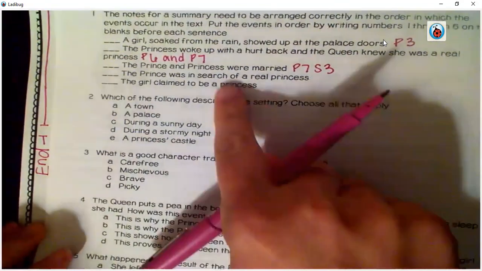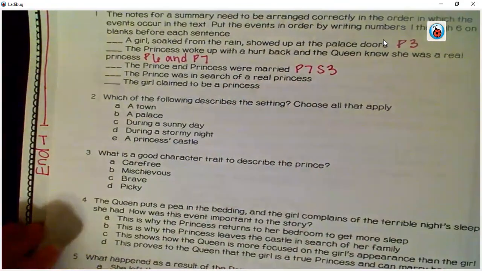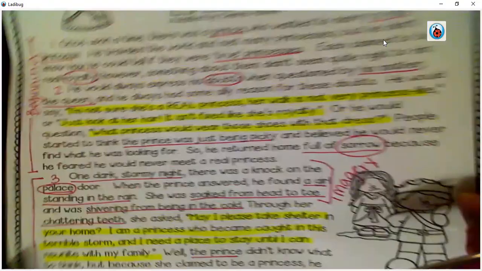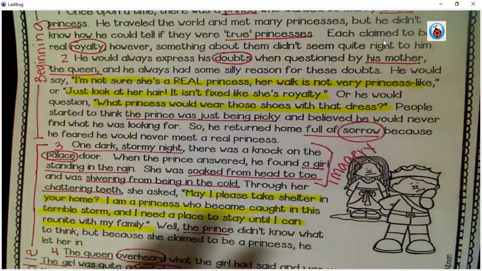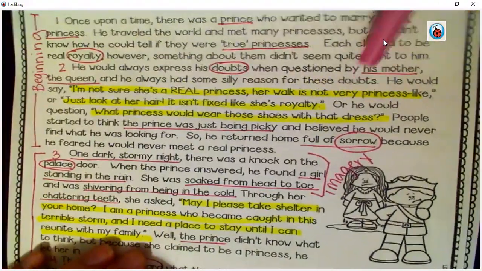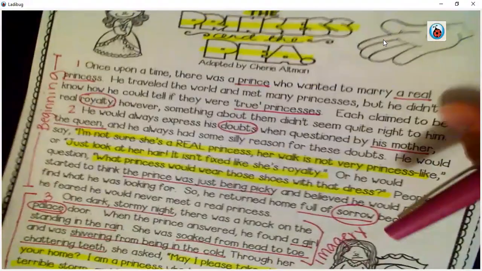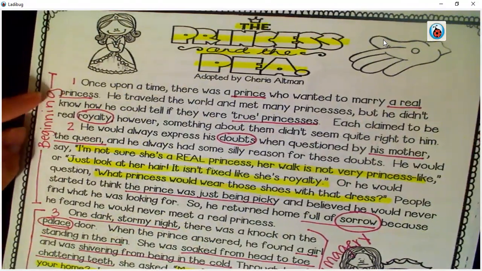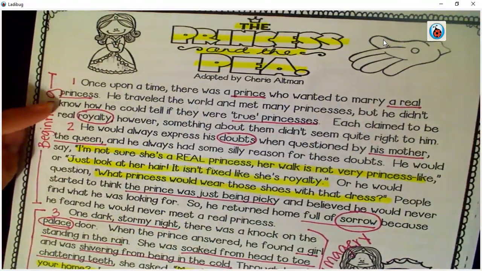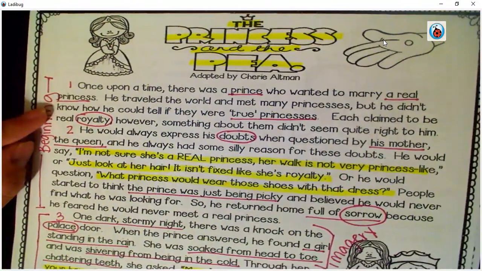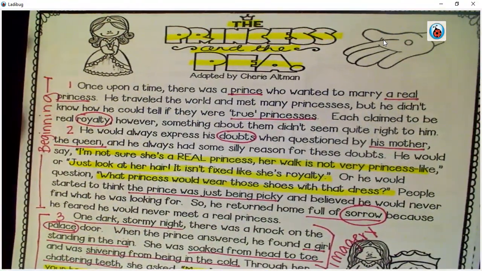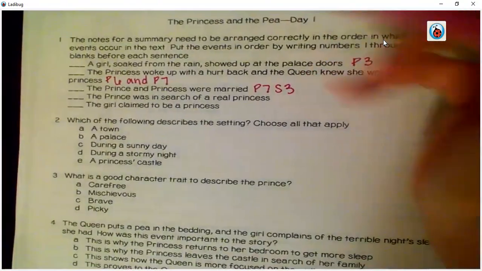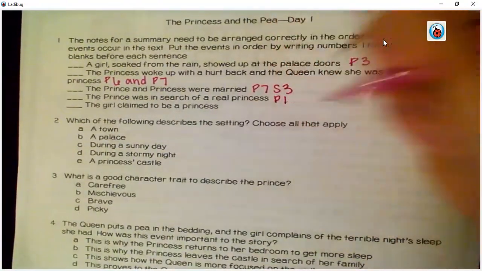The prince was in search of a real princess is our next sentence. So let's see where that happened. I remember that when I read, it happened toward the beginning of the story. So let's look back. Once upon a time, there was a prince who wanted to marry a real princess. He traveled the world and met many princesses, but he didn't know how to tell if they were true princesses. So that's at the very beginning of the story. I'm going to write paragraph 1, P1.